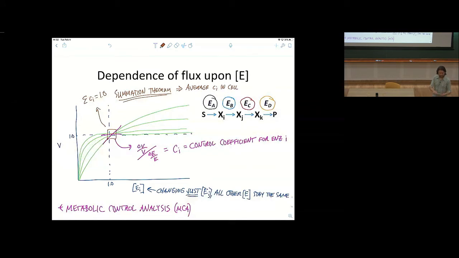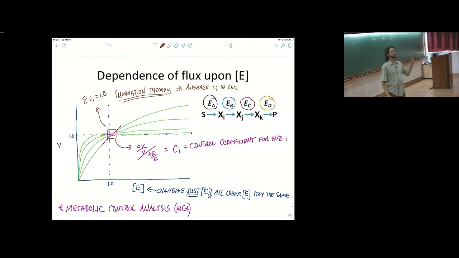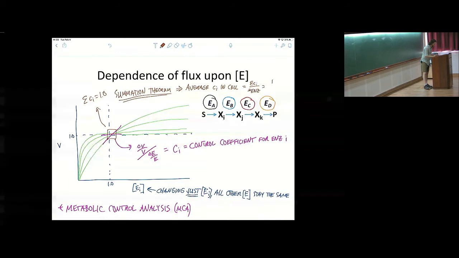10 to the 1, 10 to the 2, 10 to the 3, 10 to the 4, 10 to the 5. No, there's more than 100 different enzymes. 10 to the 3, yeah. It's usually between 500 to maybe 1,200. It depends upon exact details. But it means that this is going to be the sum of the control coefficients over the number of enzymes, which is just 1 over about 1,000. It's very tiny.